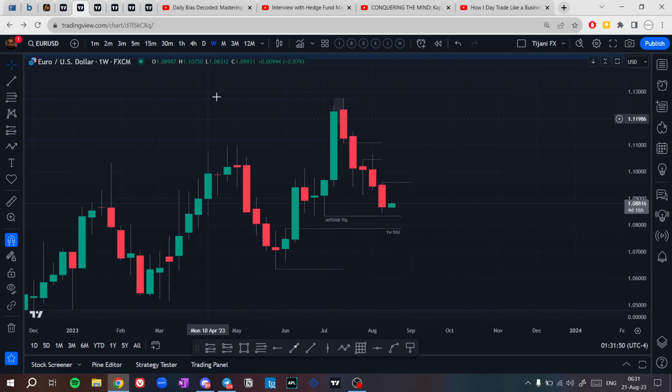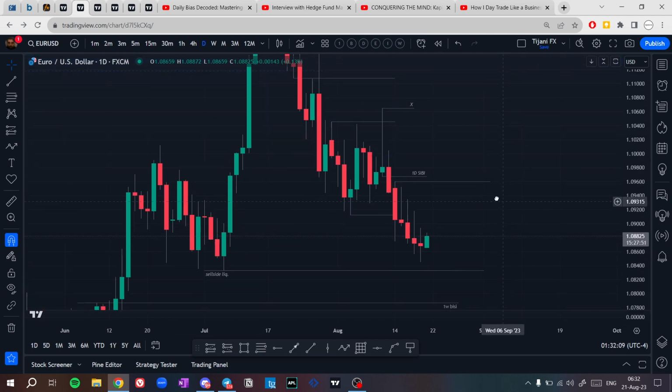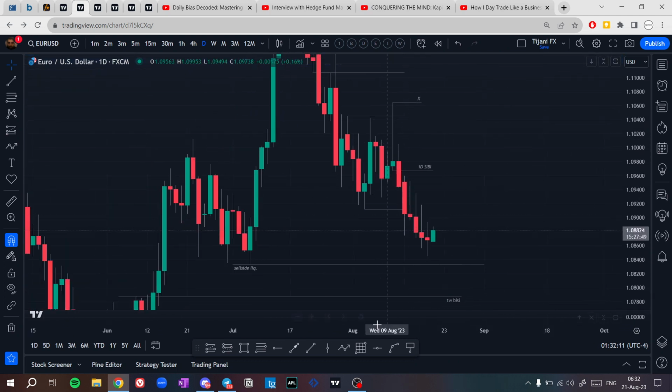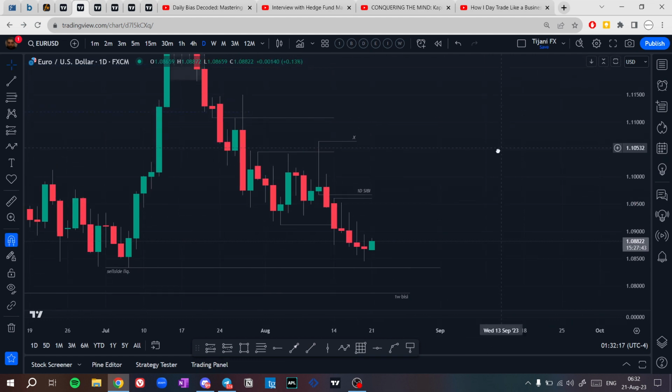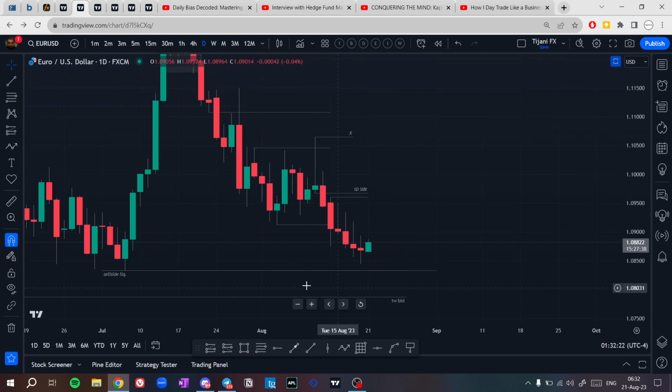Or we have another scenario as we said on the daily time frame. There is no need to say the same here because the US dollar and EURUSD are negatively correlated. They move the same way in the opposite direction. On the daily time frame, what we see is Friday's high and Friday's low.